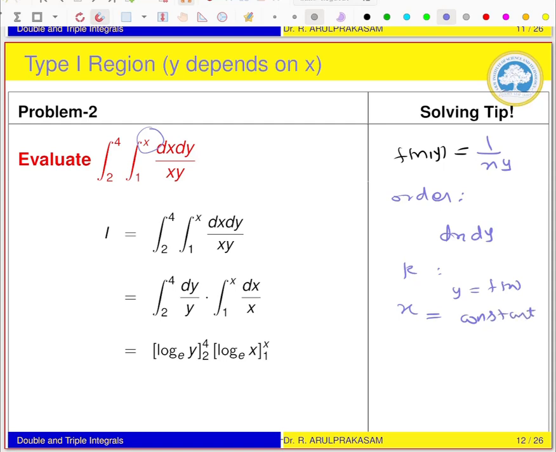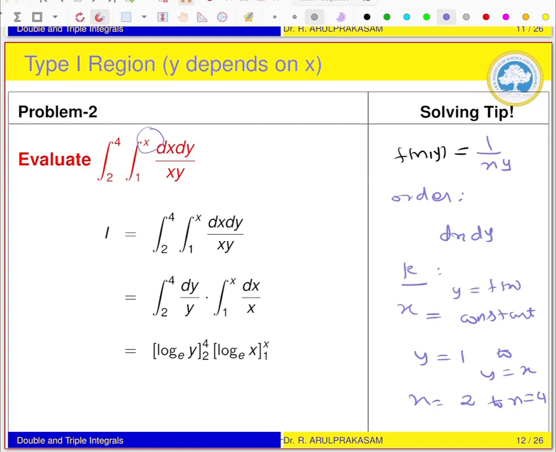This is very important. Like this, the region is defined: y is a function of x. What is the meaning? y goes from 1 to y equal to x, and x goes from 2 to 4. This is the meaning, so the region is defined like this. Geometrically, how to define it, the parabola, I'll explain. So just evaluate the integral.